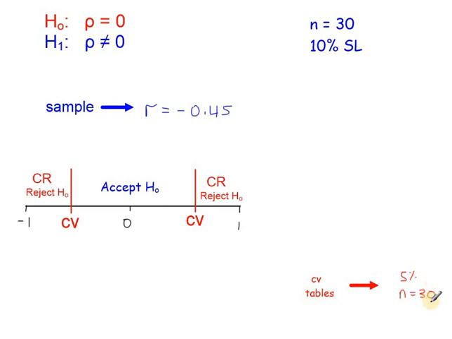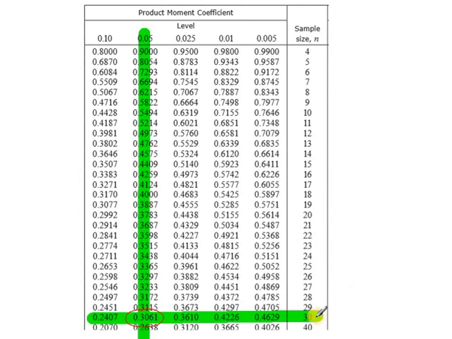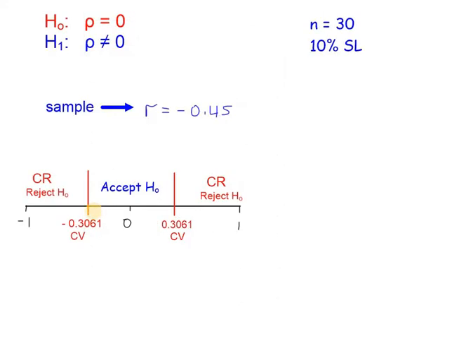So using n equals 30 and 5%, we go to the critical value tables. So n equals 30, 0.05 for 5%, with 0.3061. So we have our two critical values, positive, negative.